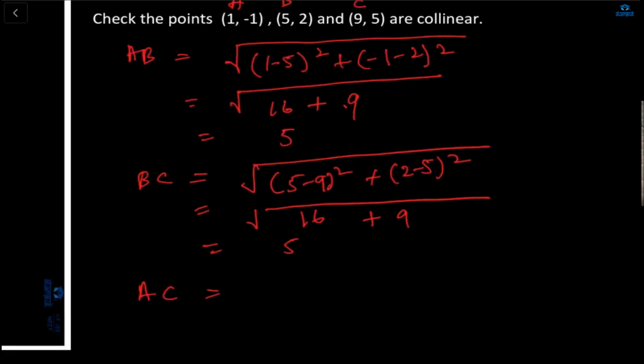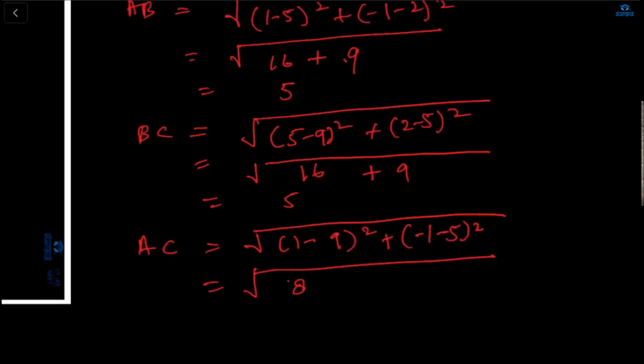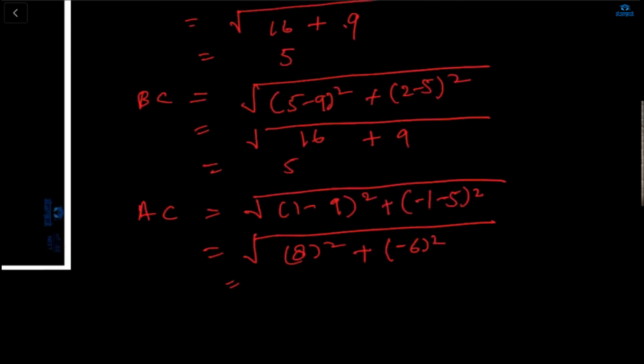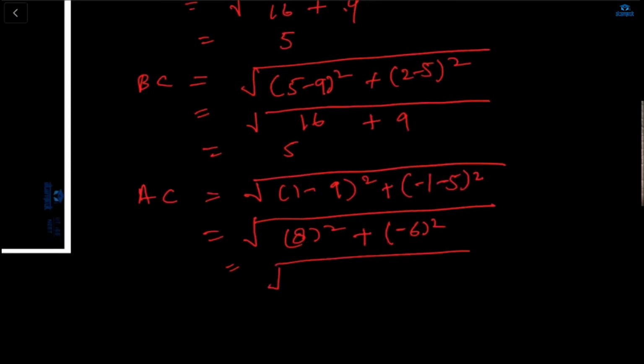If you find AC, it will be 1 minus 9 square plus minus 1 minus 5 square. So it will be what? 8 square plus minus 6 square. What will be the value of 8 square? 64. So 64 plus 36. What will be the square root here? Ma'am, 100, that's 10. Yes.